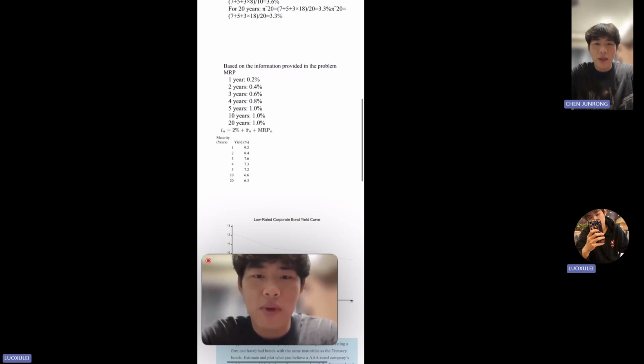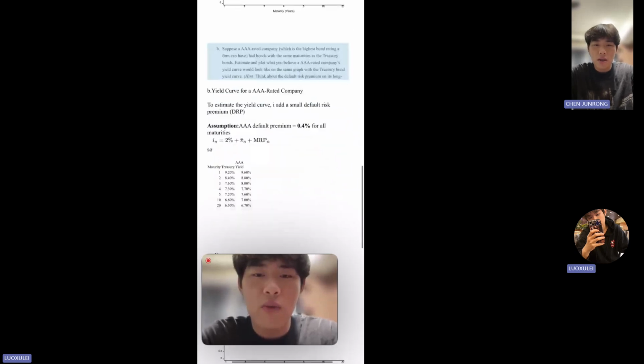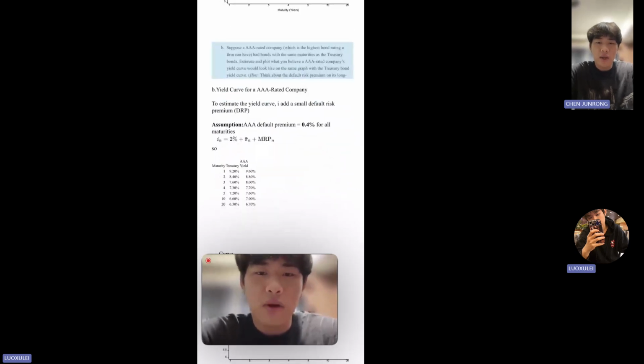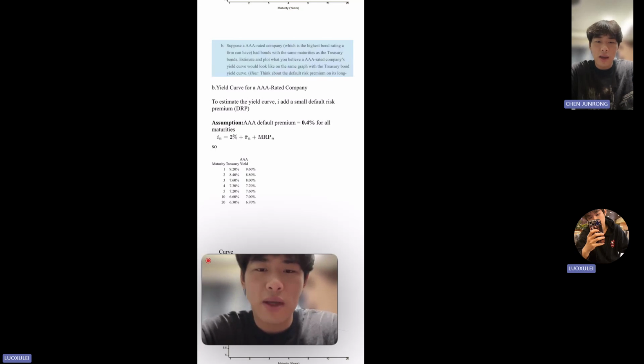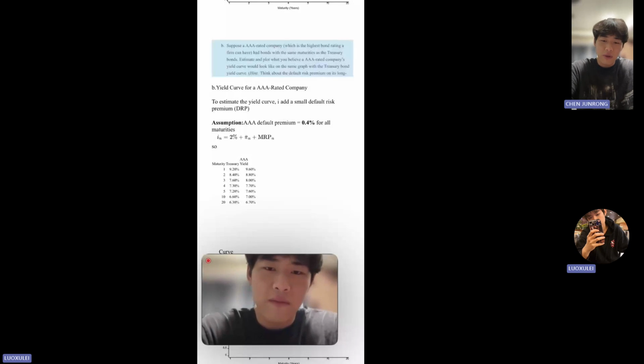Question B. Now moving on to question B. Construct the yield curve for a AAA rated company. To answer this, I start with the Treasury yield curve from question A and then add a default risk premium assumption. Since the company is AAA rated, the default risk is very low, so I assume a constant default risk premium of 0.4% for all maturities. For each maturity, AAA yield equals Treasury yield plus 0.4%.